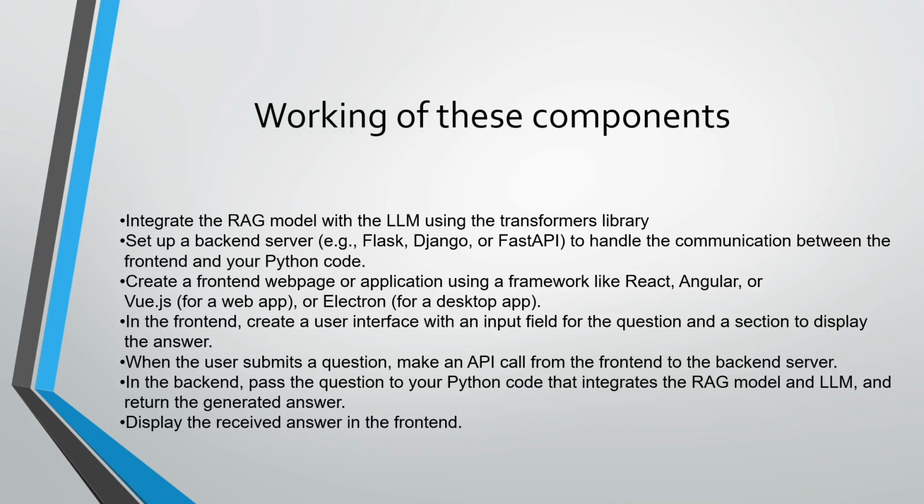Backend processing. In the backend server, upon receiving the API request, we need to pass the user's question to the Python code that incorporates the integrated RAG model and LLM. Utilize the RAG model to retrieve relevant context or information related to the user's question. Combine the retrieved context with the user's question and feed it to the LLM. The LLM will then generate a comprehensive answer based on the provided context and question. Displaying answer in front end. In the front-end interface, upon receiving the response from the backend, dynamically update the designated section or area with the generated answer provided by the system.